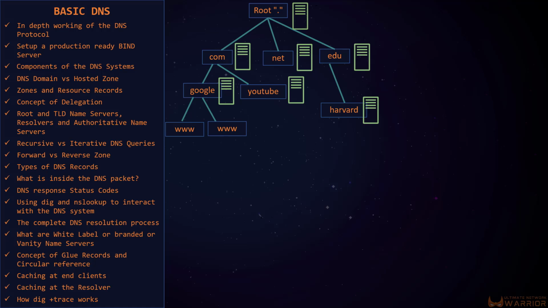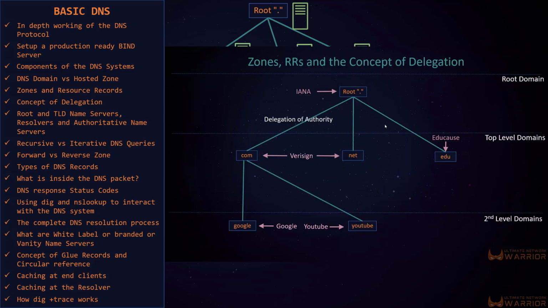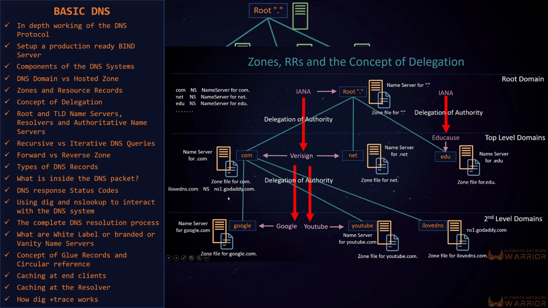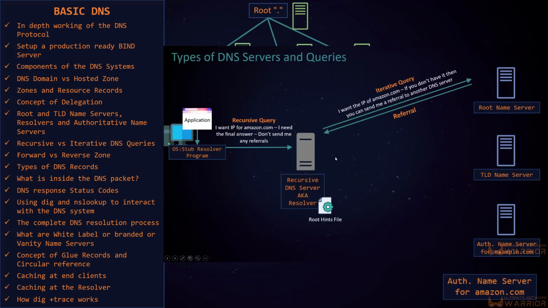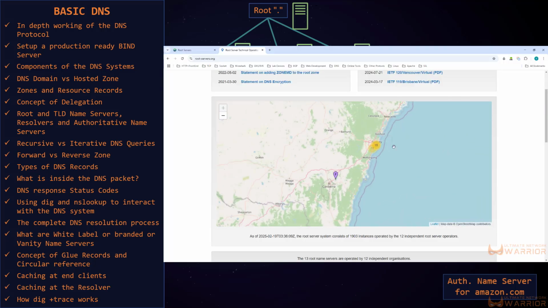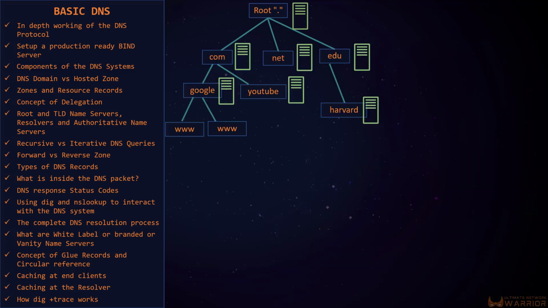In the first few modules, we will cover different components of the DNS system, that is the hierarchical DNS namespace, what is a DNS domain versus what is a hosted zone, forward versus reverse zones, resource records, concept of delegation, the root and top level domain name servers on the internet, the difference between resolvers and authoritative name servers, iterative versus recursive queries, and related concepts. Then we go into specific types of resource records like A, AAAA, CNAME, SOA, NS, CAA, PTR, SRV, TXT, etc. Their purpose, how to use them, and the rules and limitations which govern them. We will also touch upon wildcard records and specific scenarios related to them.